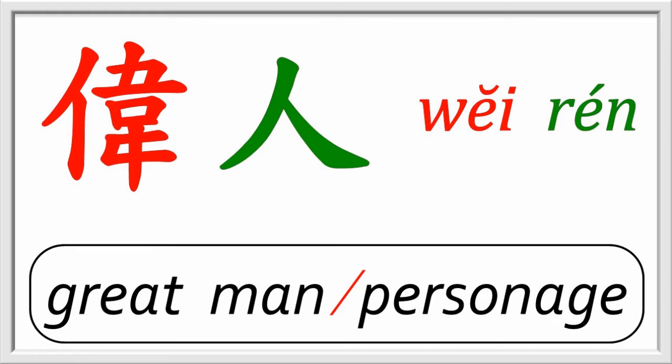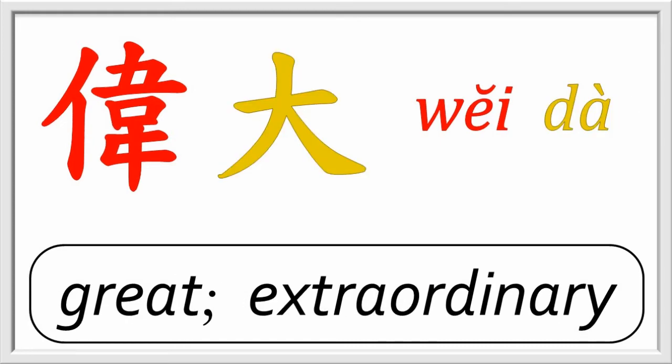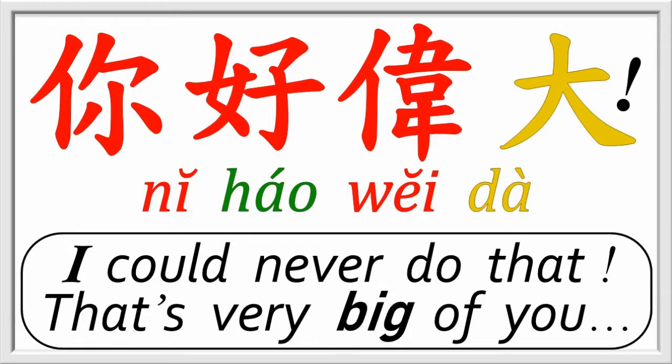So, 伟人 and its adjective 伟大 both describe an extraordinary individual, male or female. The exclamation 你好伟大 can be one of admiration or sarcasm, depending on the tone of voice. Said in admiration, 你好伟大, it could be translated as, oh, I could never do that. I'm not as brave as you.